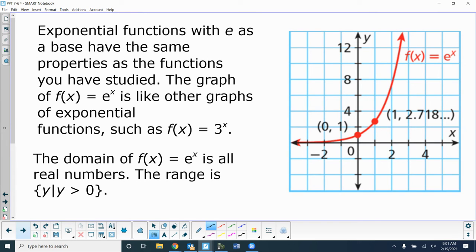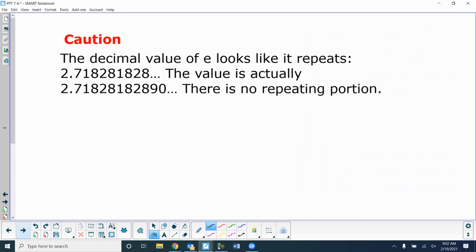So exponential functions with e as a base have the same properties as the other exponential functions you have studied. The graph of f of x equals e to the x power is like other graphs of exponential functions, like 3 to the x. The domain is all real numbers, and the range is all numbers bigger than 0. You'll never get to 0. There's an asymptote there. It goes on forever, with no repeating portion, like pi.